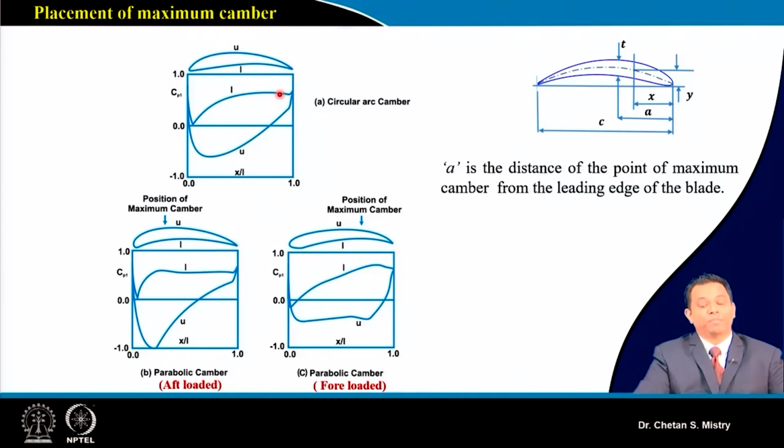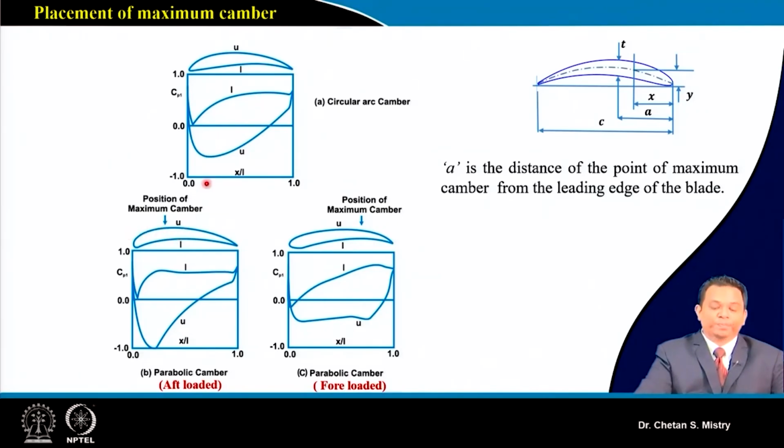Now for the same, if we use a parabolic camber line, just look, this represents the half loaded configuration, and this represents the full loaded configuration. So here, if you look at my maximum camber position, it has been shifted towards the leading edge.